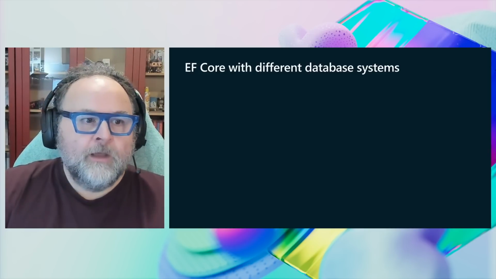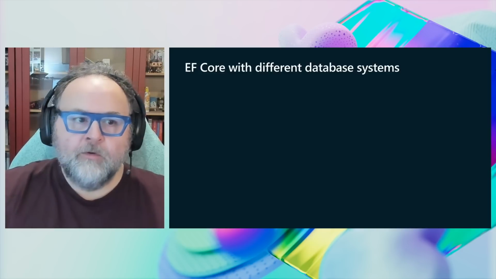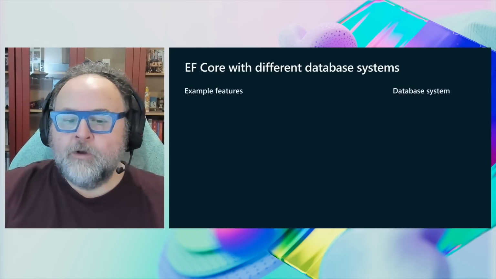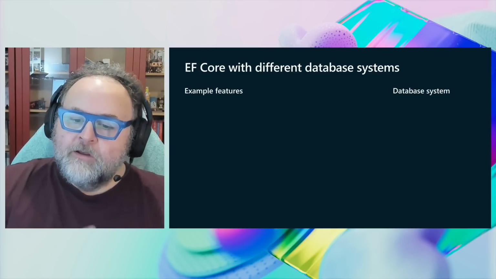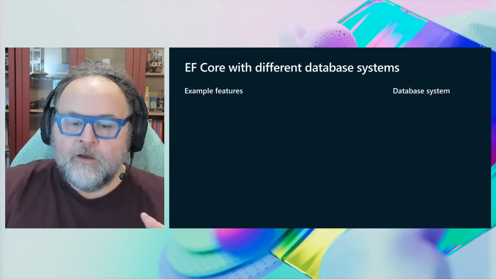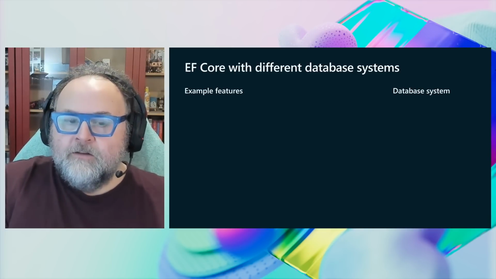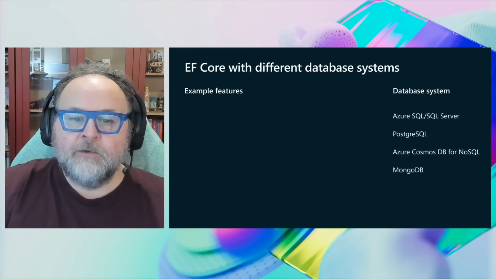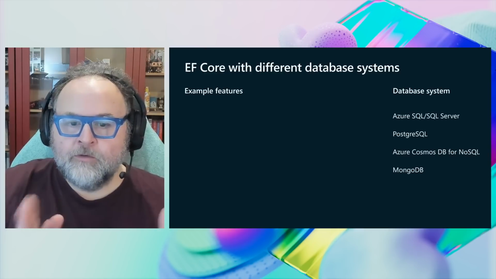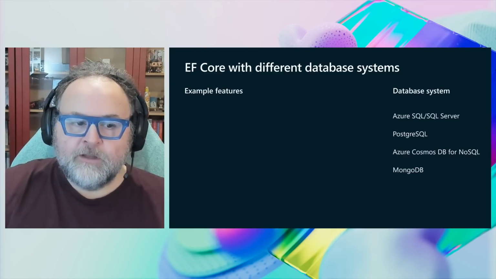Okay, so how are we going to look at this? We're going to look at Mongo in a demo later, but before that, I'm going to look at some example features, and I'm going to show you how those are utilized in different database systems. So what EF Core does with them for different types of database systems. As I mentioned before, we've got two relational databases, Azure SQL and Postgres, and we've got two document databases, Azure Cosmos DB for NoSQL and MongoDB.